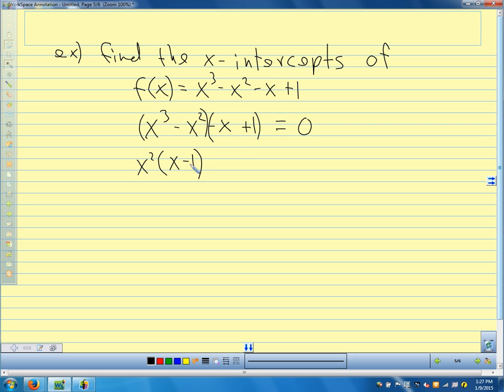And what can I factor out of this group? We want negative 1, so let's factor out a negative 1. And we get x minus 1. We have a common term of x minus 1, so let's factor that out: x minus 1 times x squared minus 1.